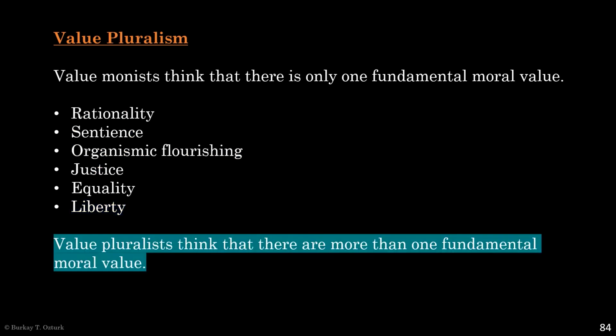Value pluralists disagree. They think that there are more than one fundamental moral value. A value pluralist could claim, for instance, both sentience and organismic flourishing are fundamental values. You cannot reduce the value of sentience into the value of organismic flourishing, and vice versa.